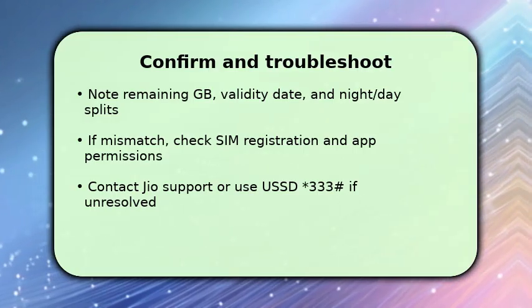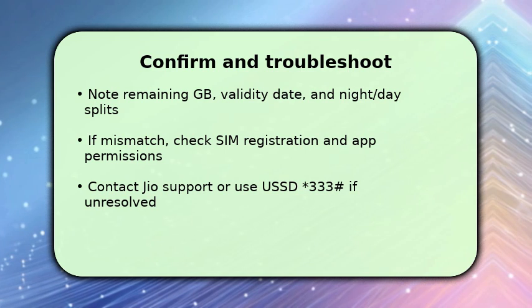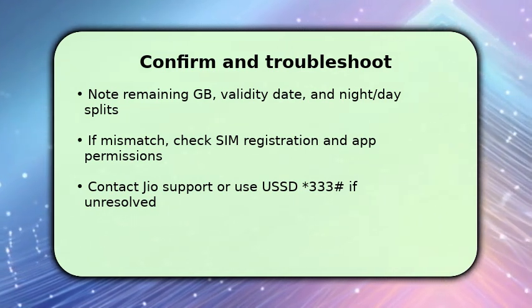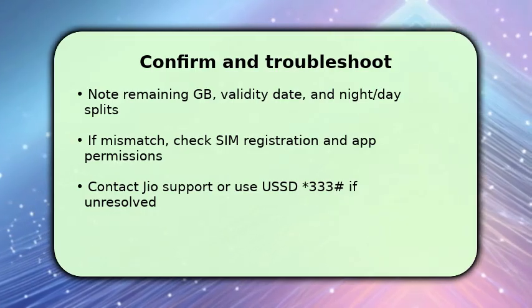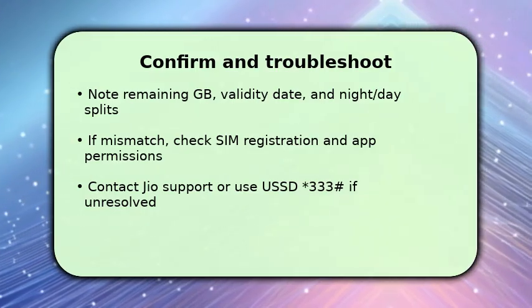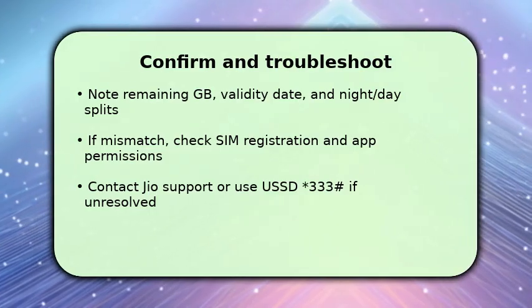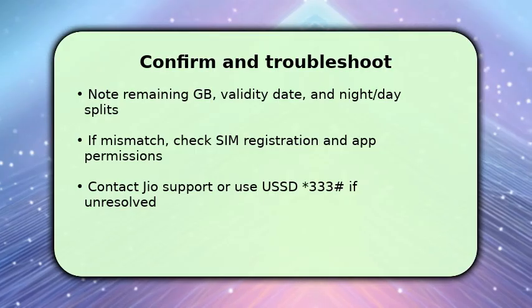If the balance shown seems wrong, make sure the SIM is inserted and registered, the app has SMS/network permissions, and mobile data is on. These are common causes of stale info. If problems persist, try the USSD code or contact Geo support. This resolves most synchronization issues quickly.